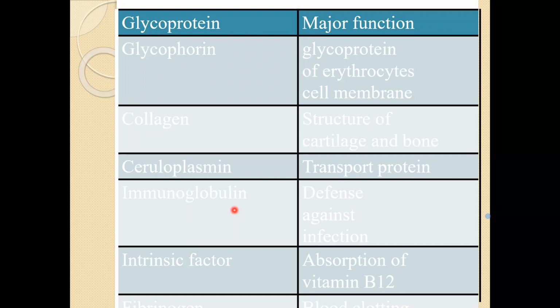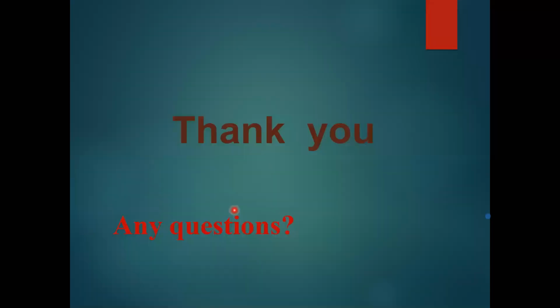We have glycoproteins of the erythrocyte cell membrane. Then we have collagen, which is the structure of the cartilage. We have ceruloplasmin, immunoglobulin, and intrinsic factor, which is required for the absorption of vitamin B12. Glycophorin is a glycoprotein of the erythrocyte cell membrane. Collagen is made up of hydroxyproline and hydroxylysine and is a primary structure of cartilage and bones. Immunoglobulins, as we all know, help in providing immunity.